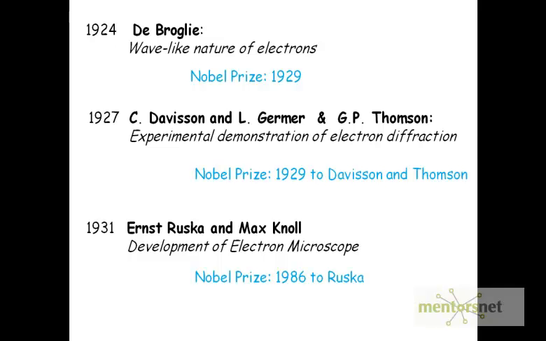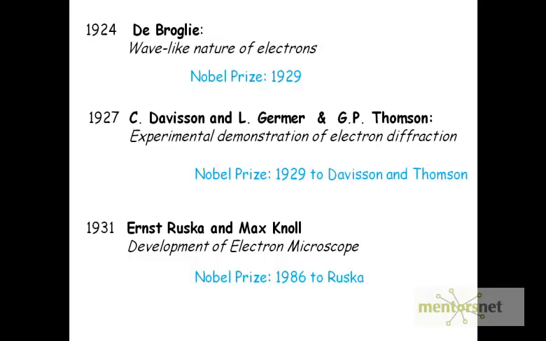Now let us look at another important and very critical experimental development which was required for the discovery of quasicrystals. In 1924, de Broglie postulated wave-like nature for electrons. Then 3 years later, Davisson and Germer and G.P. Thomson experimentally demonstrated that it's actually possible for electrons to diffract. Finally, in 1931, Ernst Ruska and Max Knoll developed an extremely important equipment for material scientists and crystallographers, and that was the electron microscope.